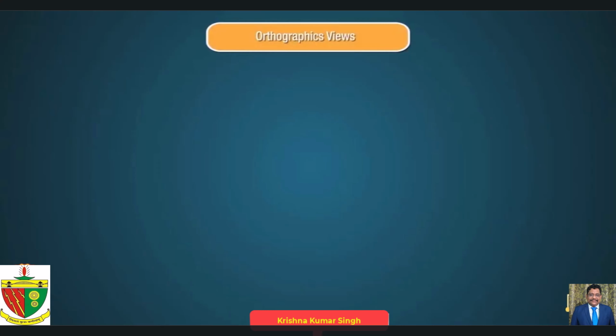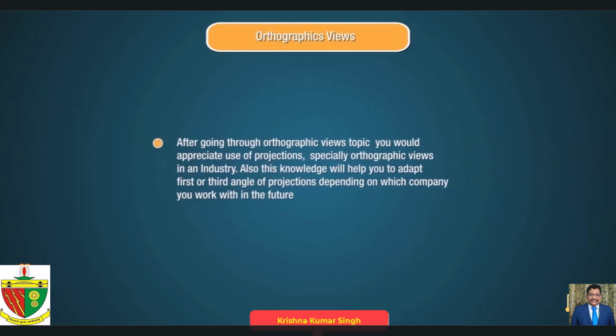Orthographic views. After going through the orthographic views topic, you would appreciate the use of projections, especially orthographic views, in an industry. Also, this knowledge will help you to adapt first or third angle of projections depending on which company you work with in the future.